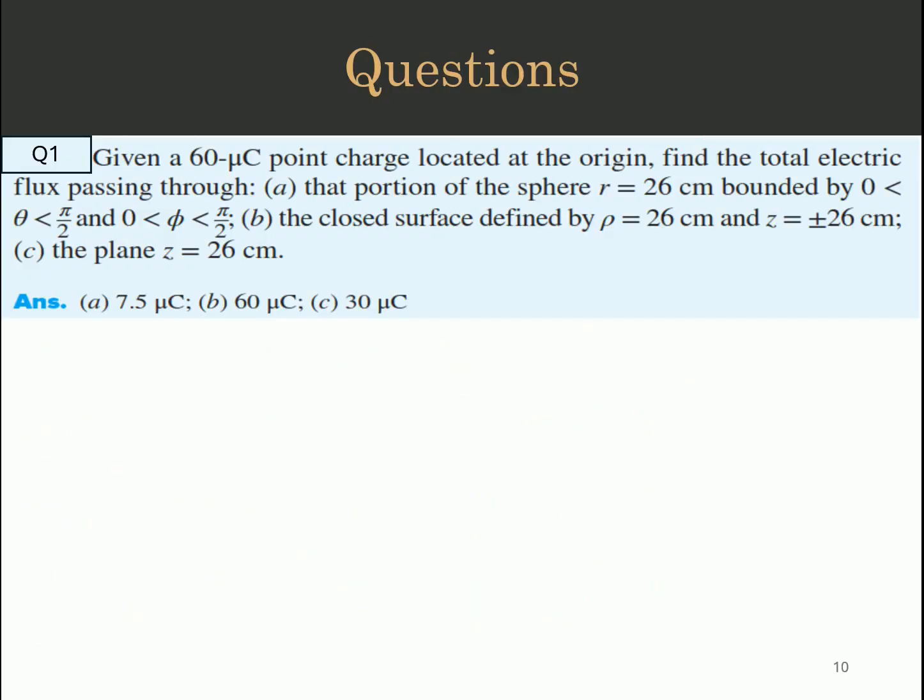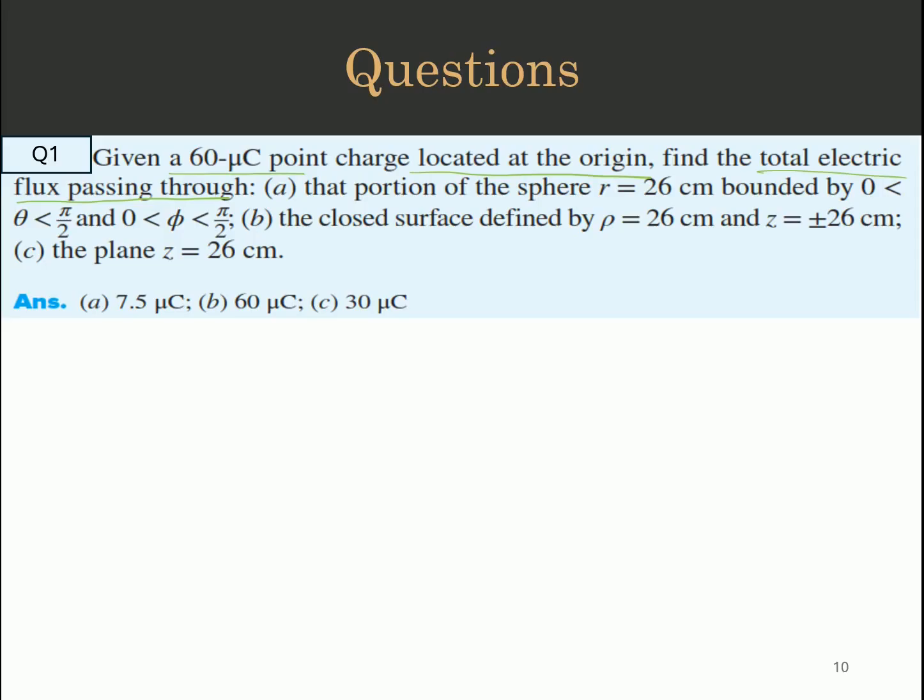So now let us understand the problems associated with these charge densities, especially the electric flux density and finding the electric flux. In this first question, we are given a charge of 60 microcoulomb located at the origin, and we are asked to find the total electric flux passing through.